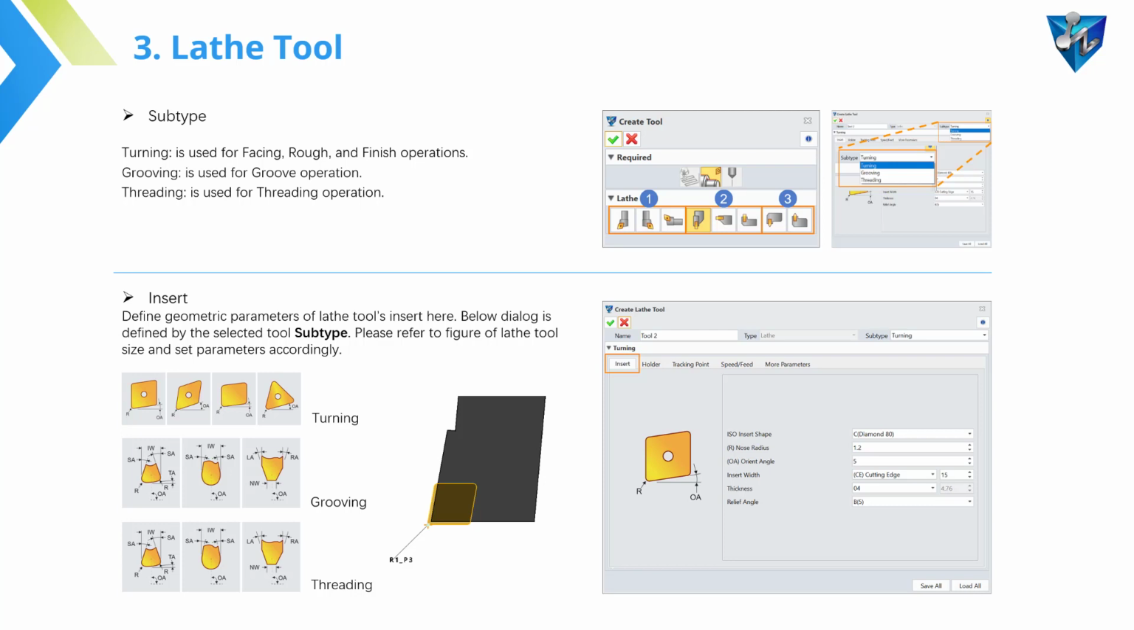For each tool, you can configure the following parameters: insert, holder, tracking point, speed/feed. Let's start with insert. This parameter is used to specify the geometric characteristics of the lathe tool's insert. The options in the dialog depend on the selected tool subtype, which can be turning, grooving, or threading. As a helpful tip, you can place the tool in the model space and observe how the tool's shape changes in real time as you adjust these parameters.